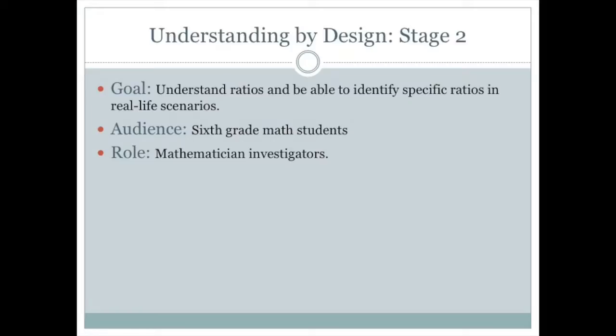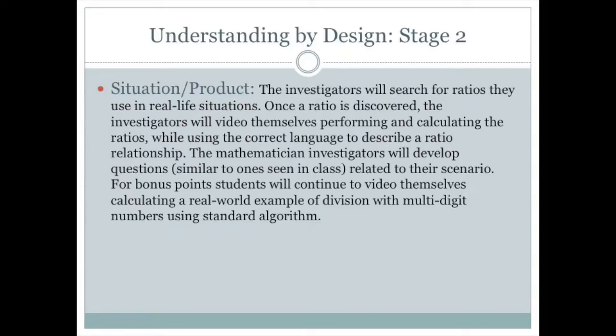Alright, so for my Understanding by Design Stage 2, the goal for the students is to understand how ratios apply to them in real-life scenarios. The audience is 6th grade math students, that will be my class, and the role is mathematician investigators. The investigators will search for ratios they use in real-life situations. Once a ratio is discovered, the investigators will video themselves performing and calculating the ratios while using the correct language to describe a ratio relationship.